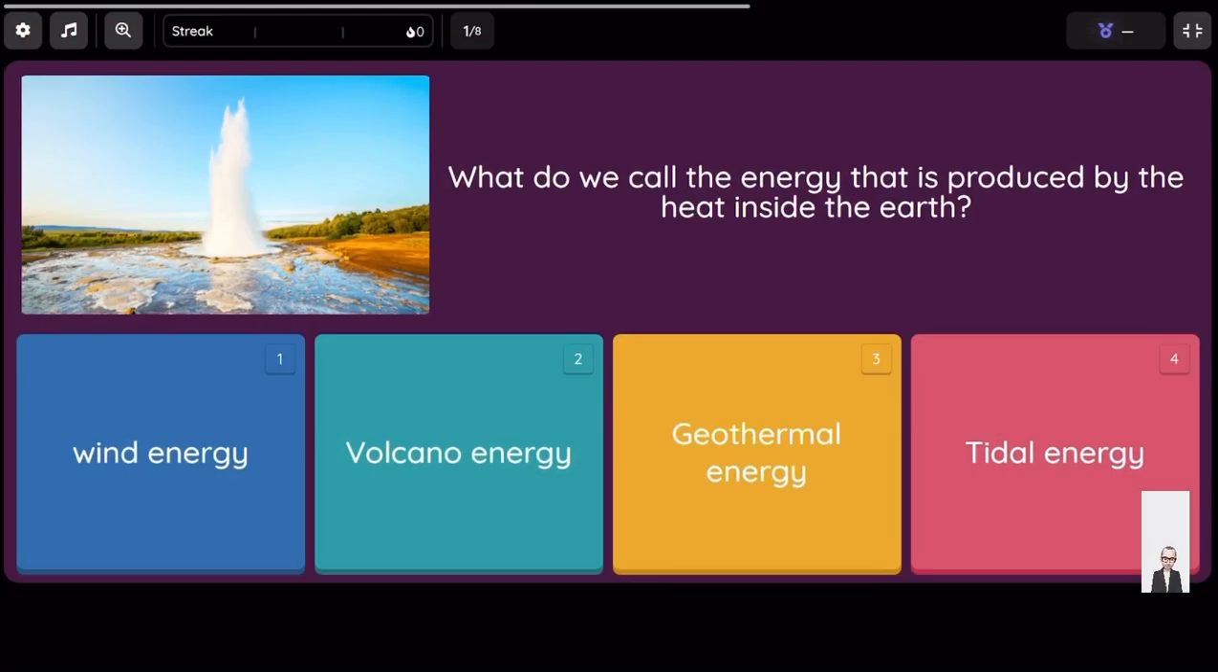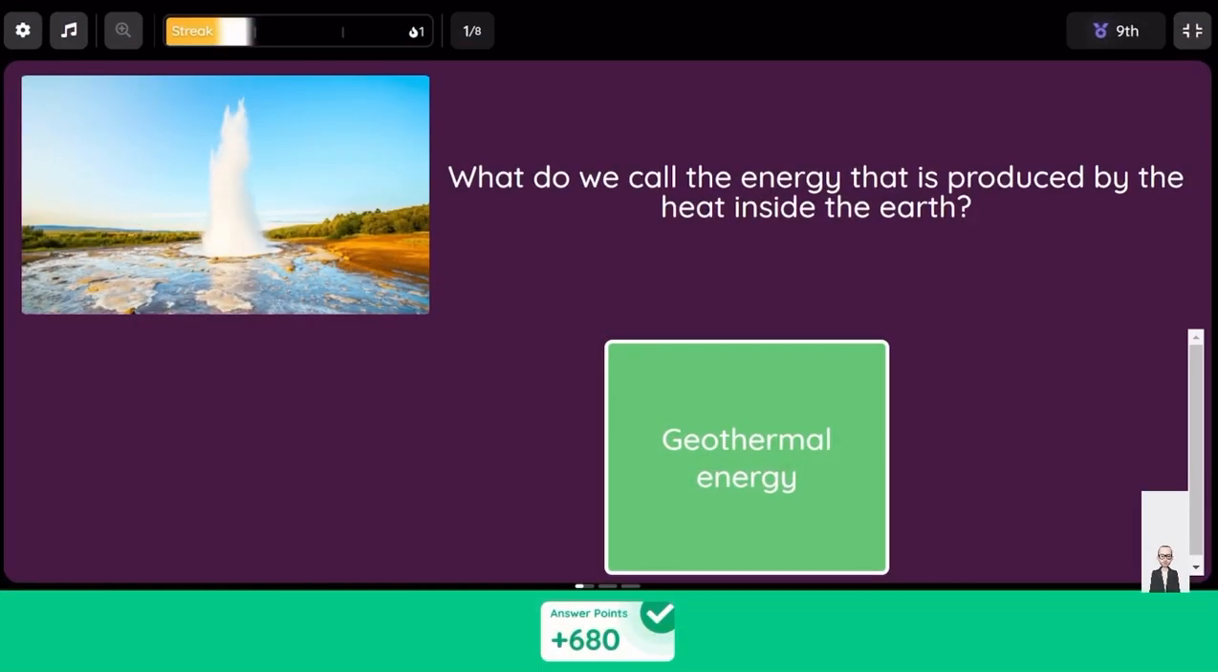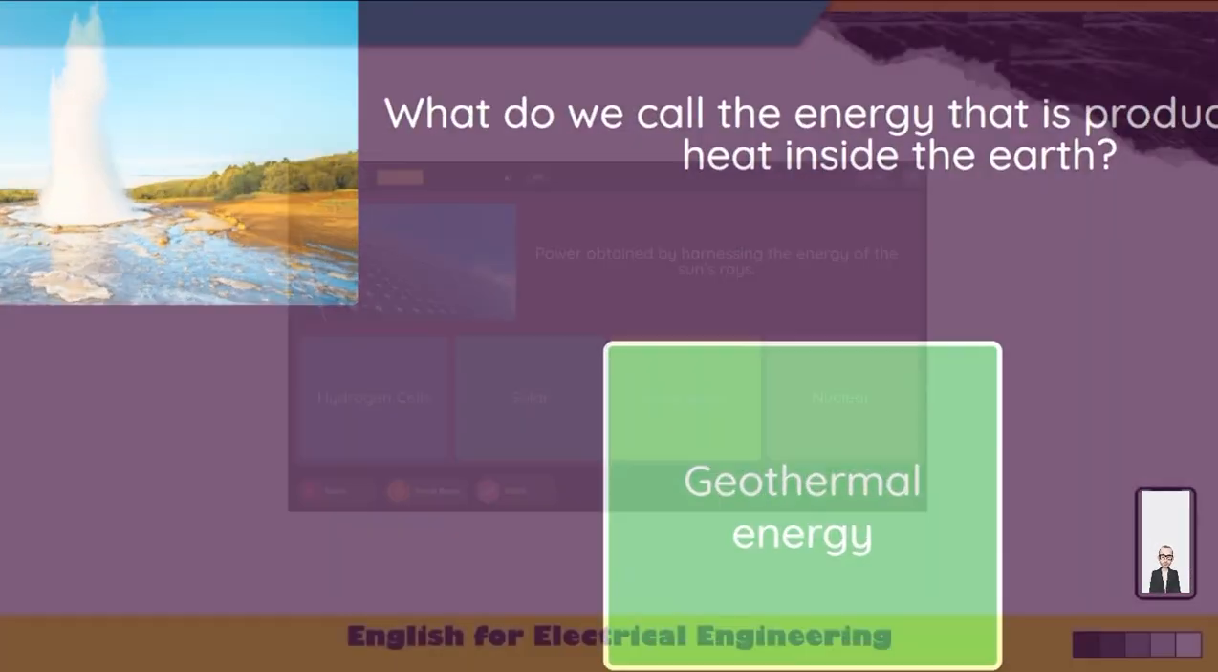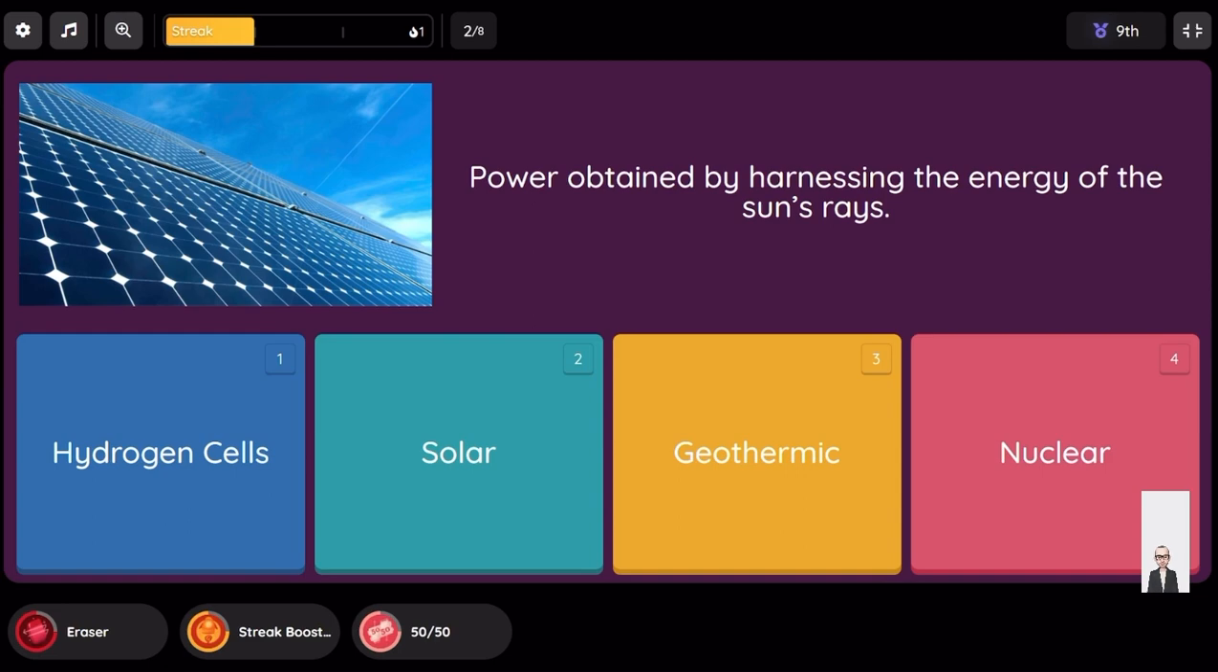What do we call the energy that is produced by the heat inside the earth? Wind, volcano, geothermal, or tidal? Hopefully you are all shouting. Asfar, you are shouting geothermal energy, which is the correct answer. Number 3, geothermal. Power obtained by harnessing the energy of the sun's rays. The rays of the sun.